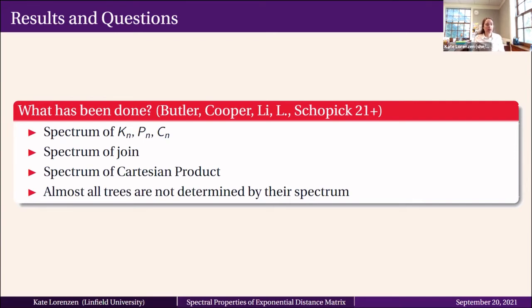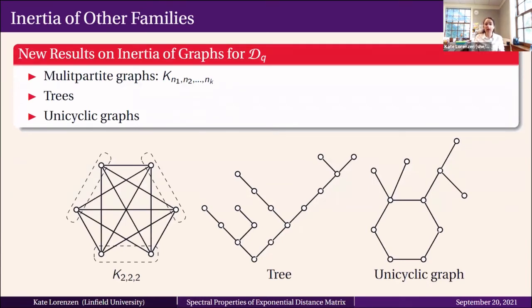And so some things that I have done to take this further involve looking at inertia. So now instead of completely defining the spectrum of a particular graph, inertia is more like looking at a general pattern of the eigenvalues, because we're just looking at the number of negative, zero, and positive eigenvalues. So I looked at 3 families of graphs: multipartite graphs, trees, and unicyclic graphs. All right, and I'm going to show some results that we have about the inertia of these graphs.